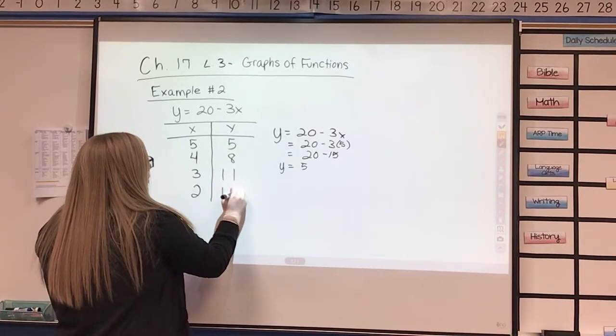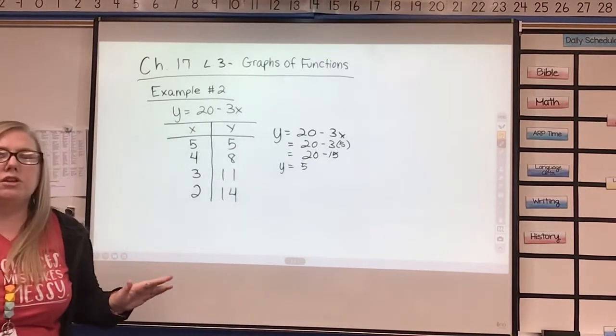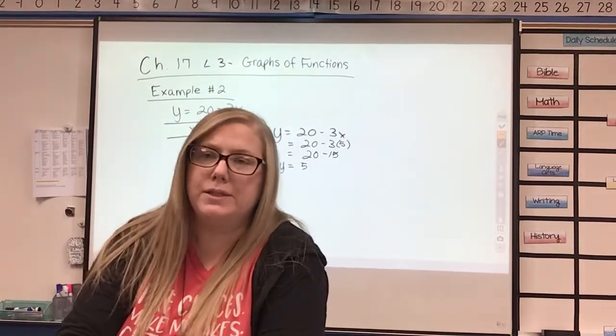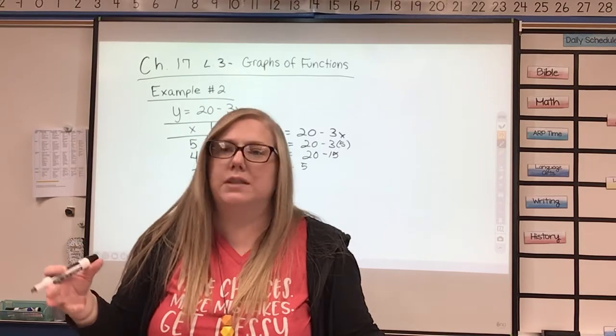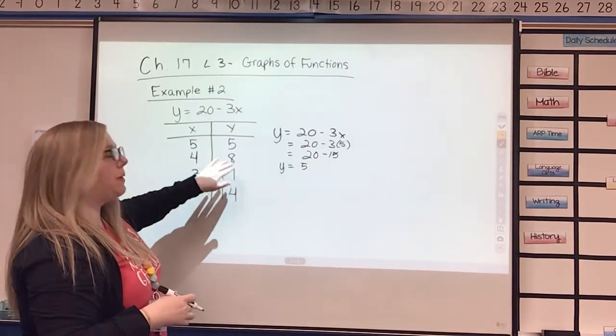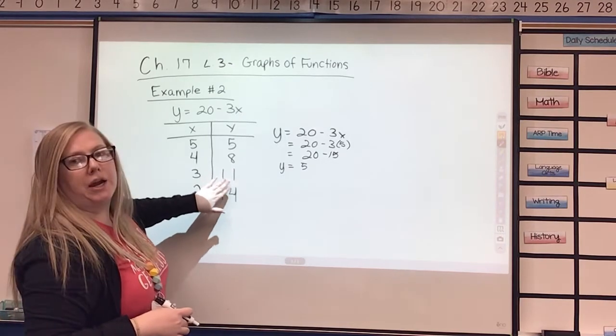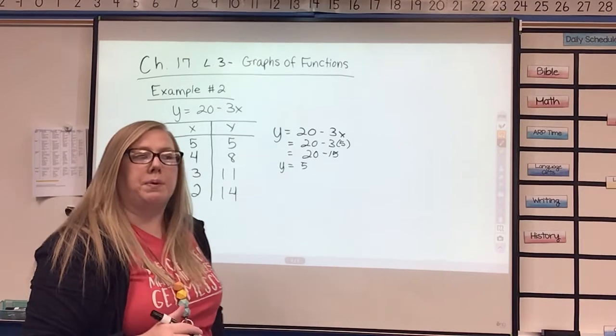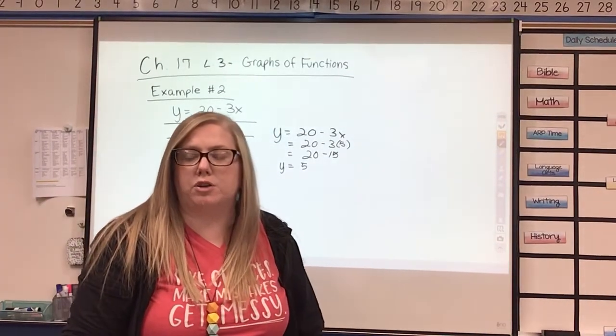11 and 14. So what this chart shows us is that the less he buys, the more money he gets back. And that makes sense, right? Because here he's getting $5 back, here he's getting $8 back, here he's getting $11 back, and here he's getting $14 back. So that's what's going to help him determine how many of these postcards should I actually buy.